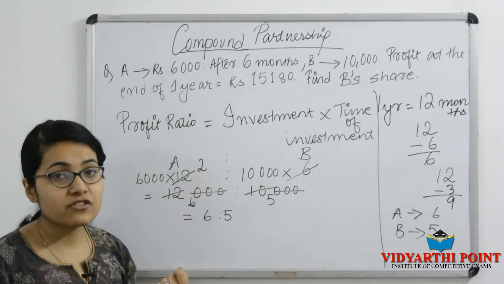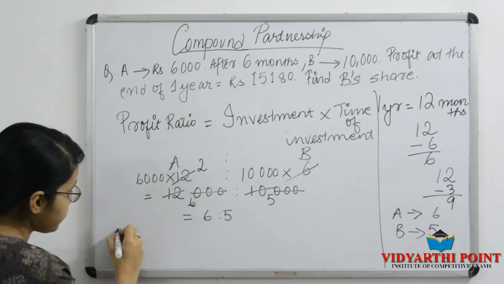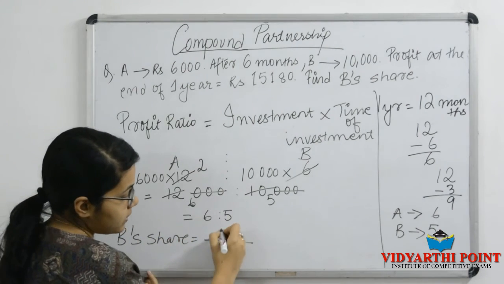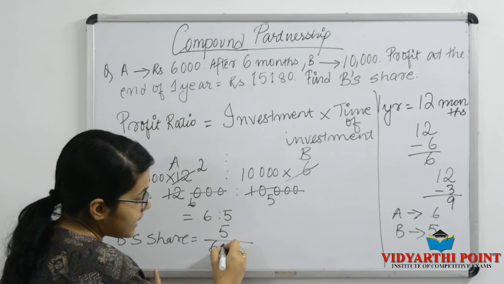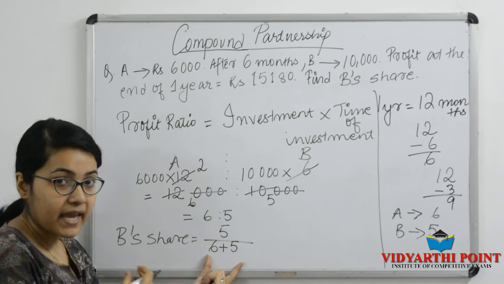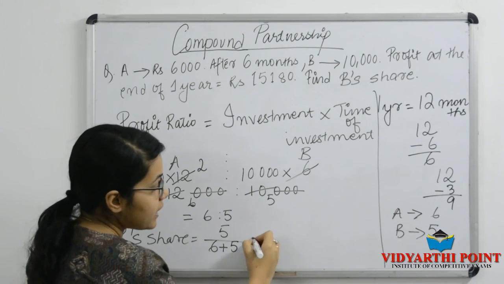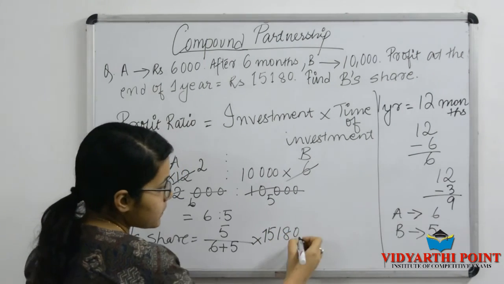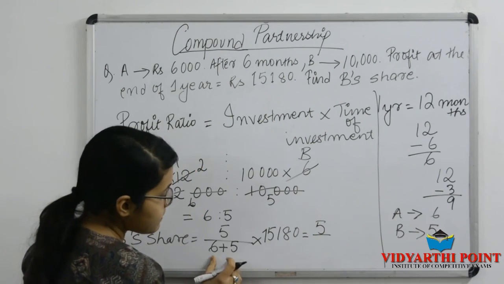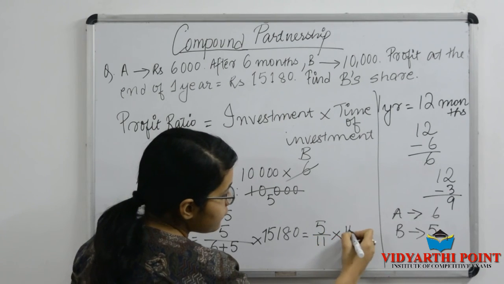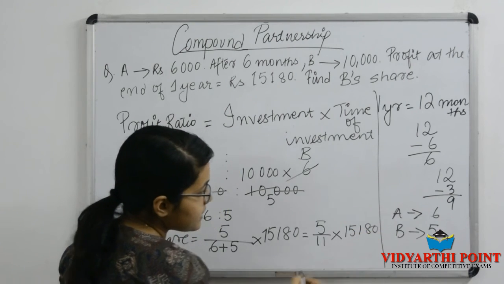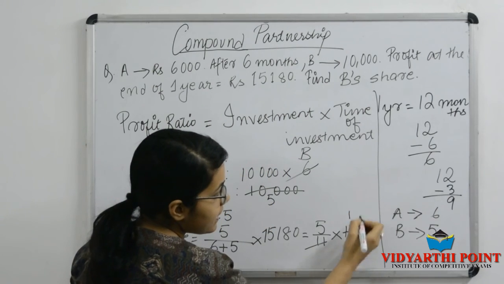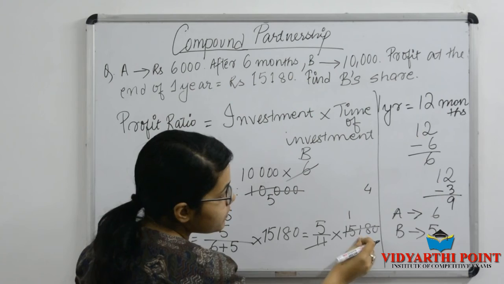Now, we have to find B's share. B's ratio is 5, so B's share equals B's ratio, that is 5, by A plus B's ratio, that is 6 plus 5, into your profit, which is 15,180. Which gives us 5 by 11 into 15,180. Now, if we cancel this, 11 1s are 11, remainder is 4. So, here it will become 41.